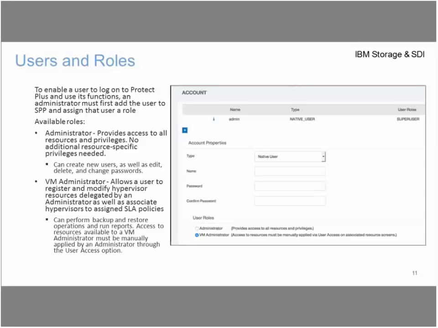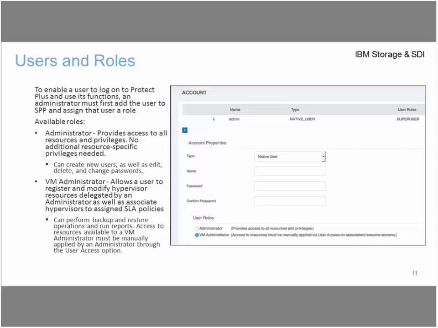Users and roles. The Spectrum Protect Plus environment leverages role-based access control for the distribution of the management of the appliance and for self-service by application owners and others within the environment. To enable a user to log into Spectrum Protect Plus, though, an admin does have to add that user to Spectrum Protect Plus and assign that user a particular role.